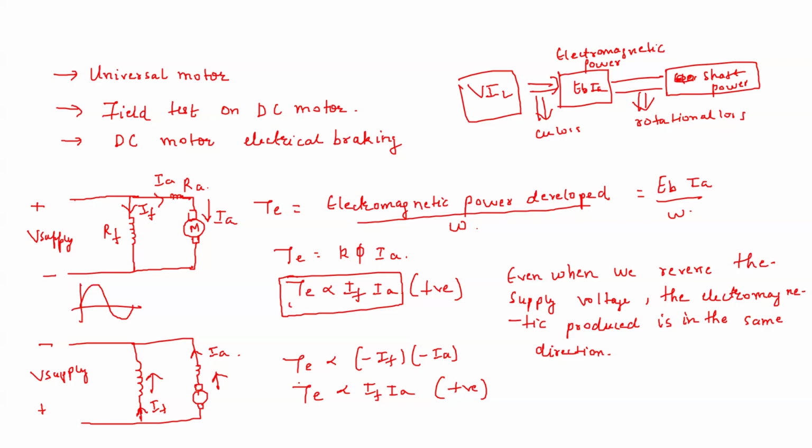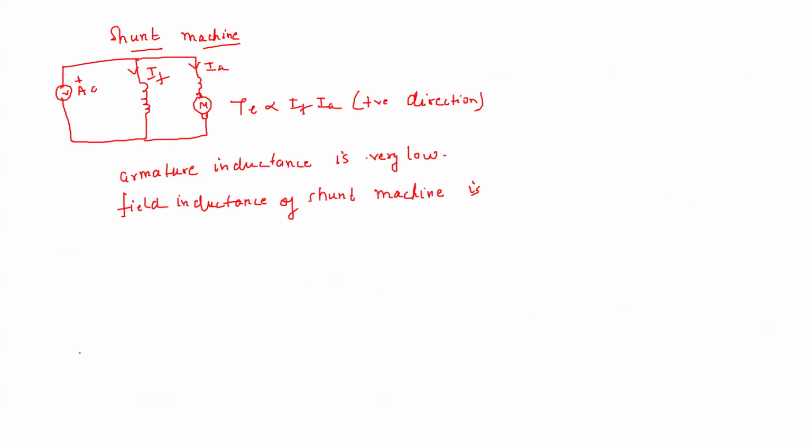Okay, but there is one catch, as I was discussing, why you cannot do that with the shunt motor. You can do that with the series motor, but why you cannot do it with the shunt motor, I was discussing that. So here if you see, armature inductance for the shunt machine when compared to the field inductance is very low, and field inductance of this shunt machine is very high when compared to armature inductance.